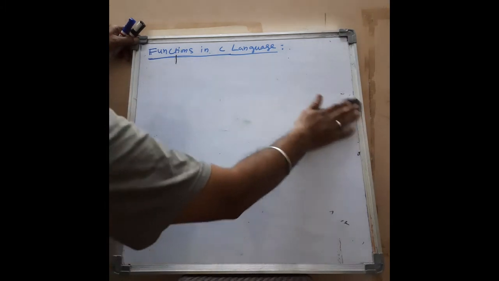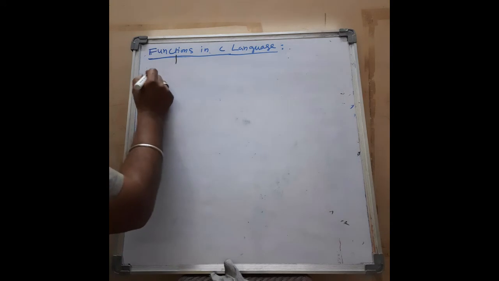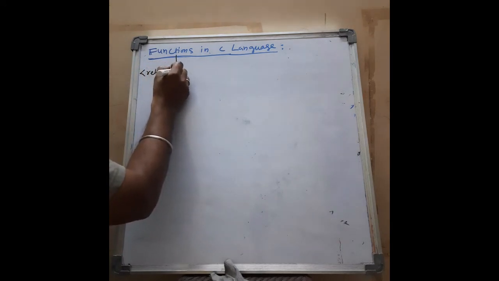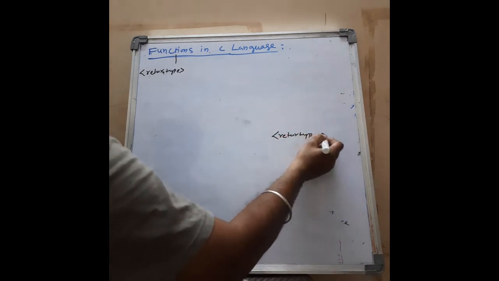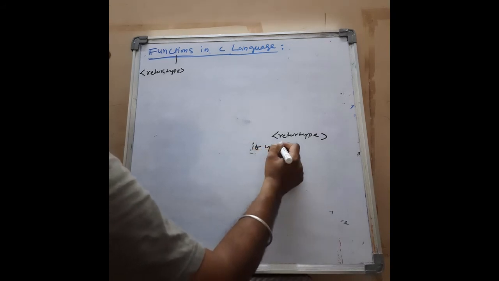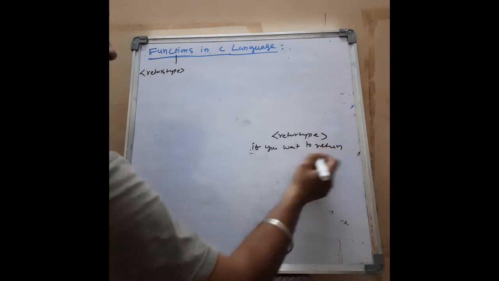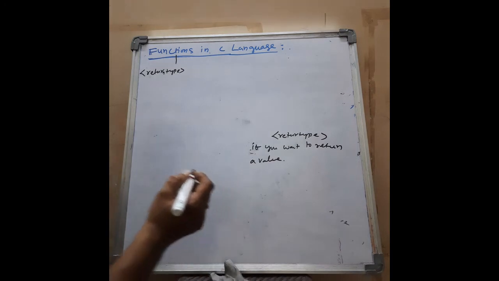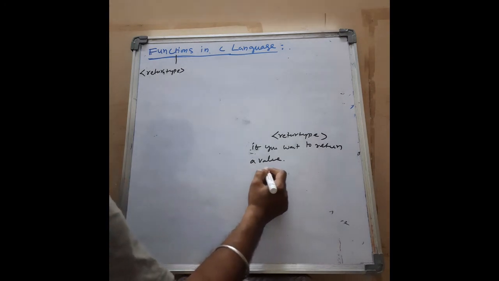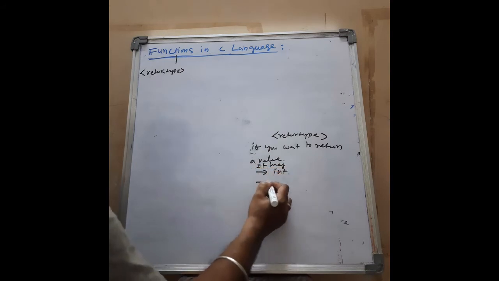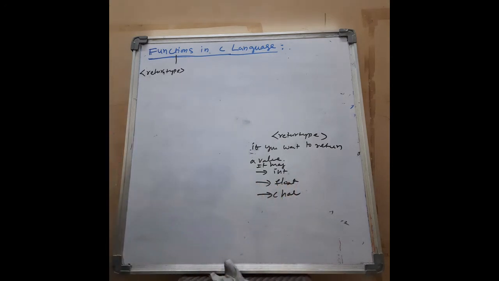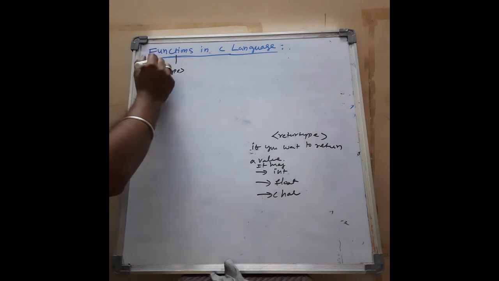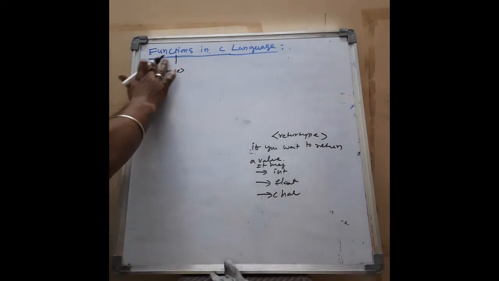First we have to mention the return type. In case of return type, if you want to return a value, we have to mention what type of value you are going to return. It may be integer, or it may be float, or it may be character. If you want to return an integer, you have to mention int. If you want to return a float, you have to mention float. If you want to return a character, you have to mention char here.